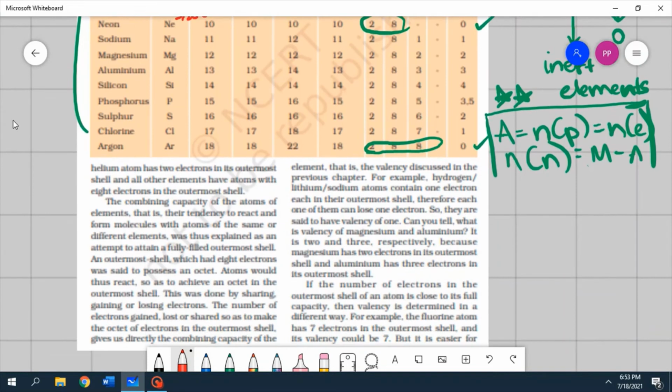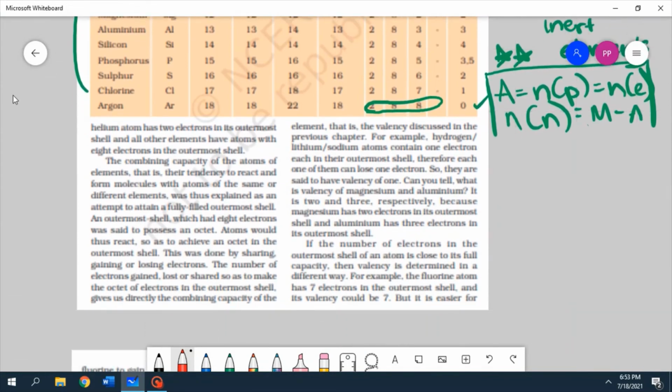Alright, so the combining capacity of atoms of elements, that is their tendency to react and form molecules with atoms of the same or different elements, that is combining capacity, and that is the valency.